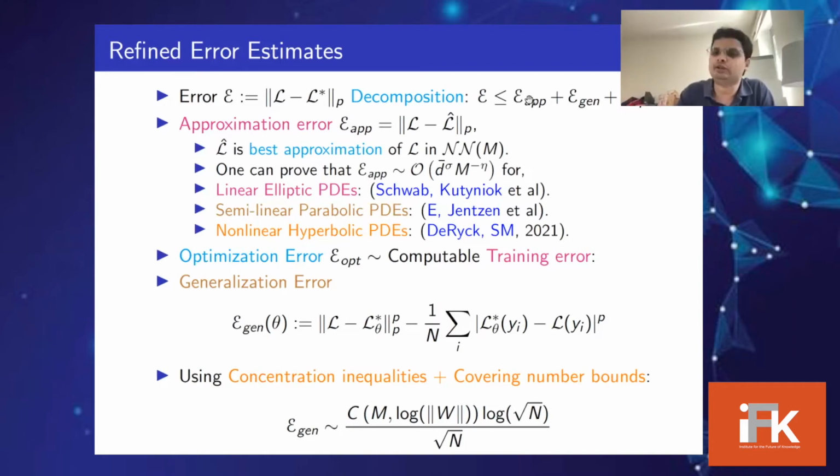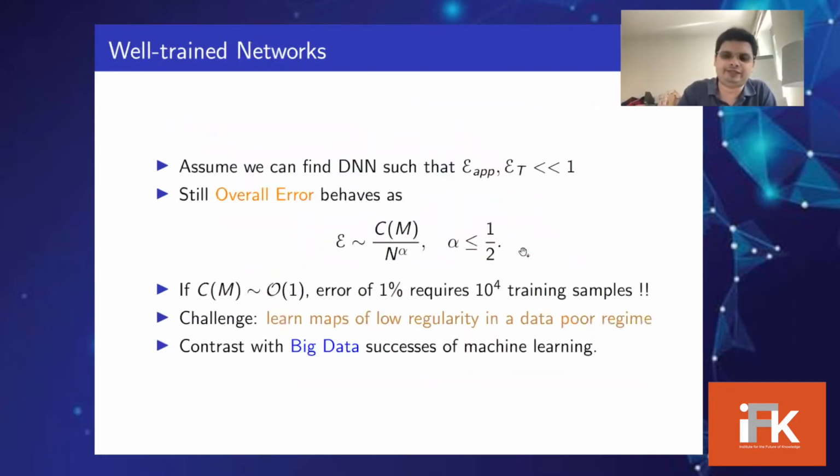If it could happen that we have very small training errors, then all that you're left with is error, which behaves something like this. It depends on the size of your neural network, which let's say is reasonably small, and it depends on the number of training samples that you have, which behaves like a square root here.